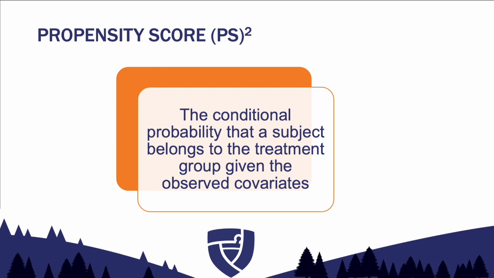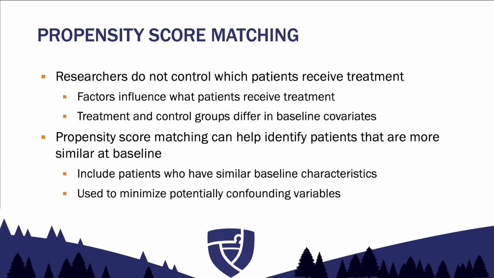A propensity score is defined as the conditional probability that a subject belongs to the treatment group given observed covariates. There are multiple ways to use propensity scores, but for the purpose of this presentation, we'll solely focus on propensity score matching. Of note, there are many different ways to calculate propensity scores and do the matching, and a statistician should always be involved given the complexity.